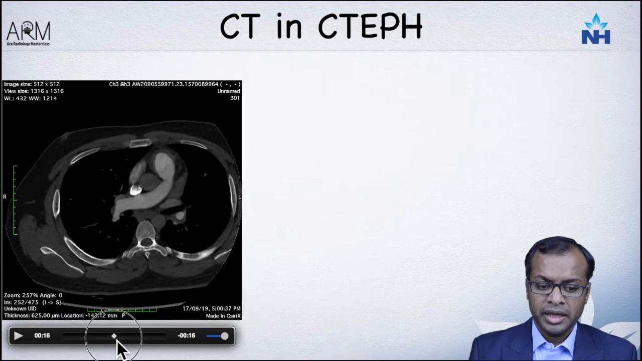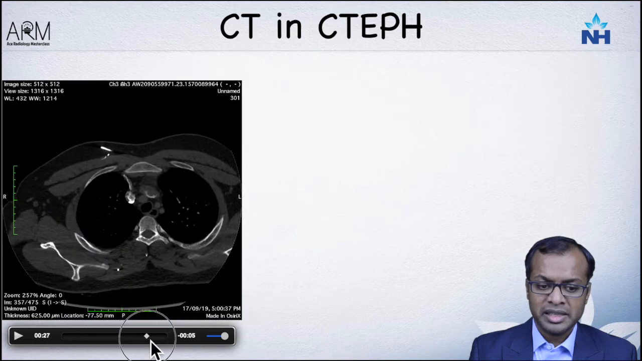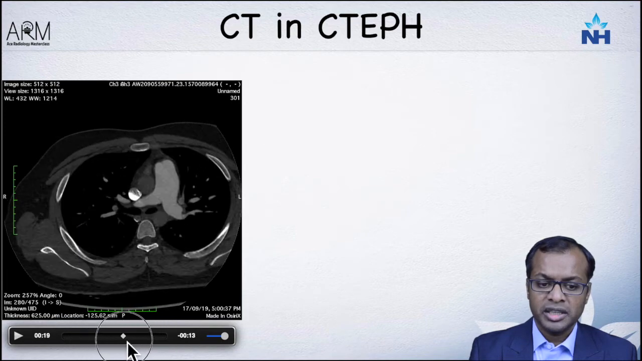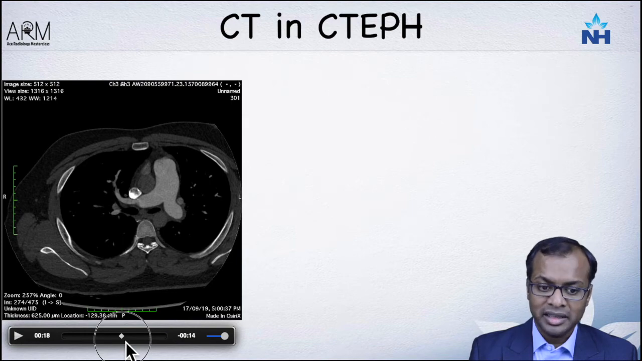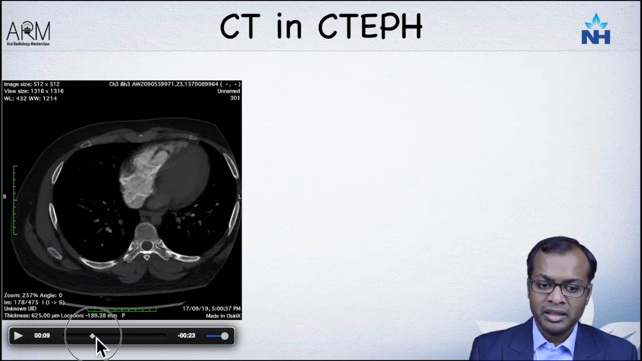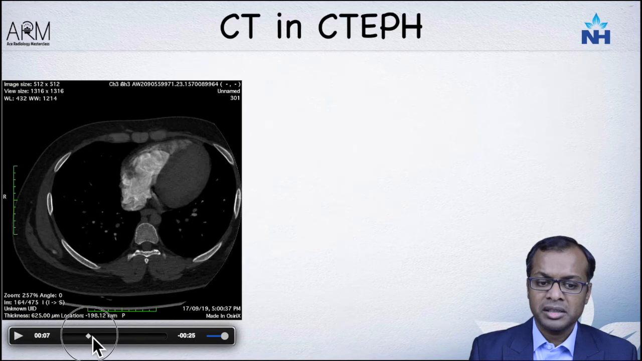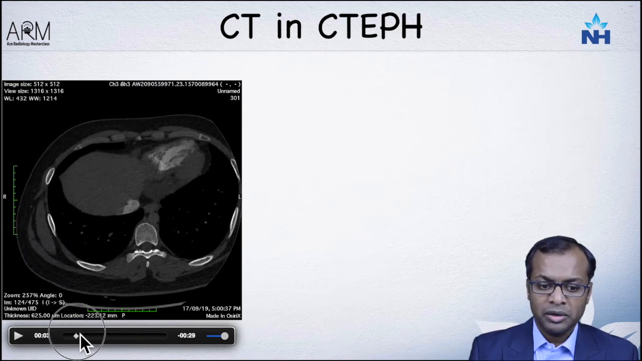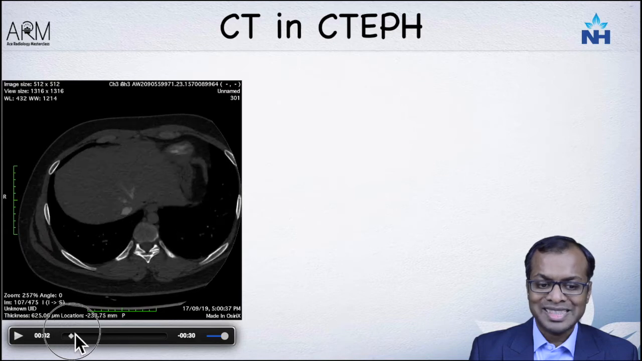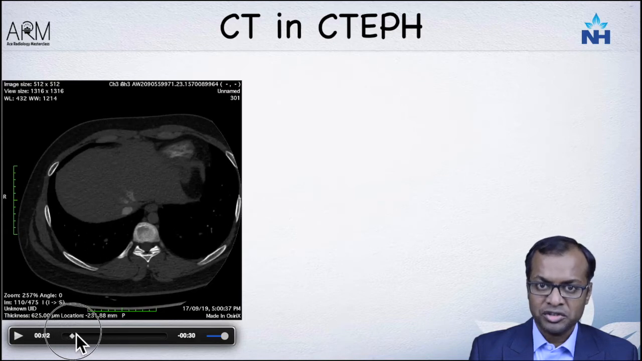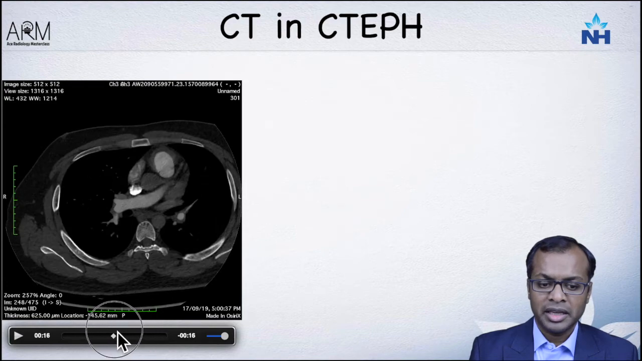As we go in the opposite direction, what you can see here, first and foremost, the pulmonary artery is dilated in comparison to the aorta. Then we look at the right ventricle in comparison to the left ventricle. It looks okay. We look for tricuspid regurgitation, and you can see that there is tricuspid regurgitation of contrast. Next, we are going to look at the pulmonary arteries.